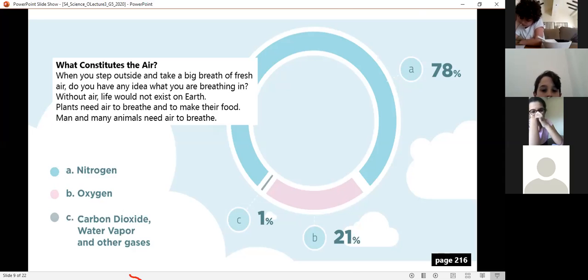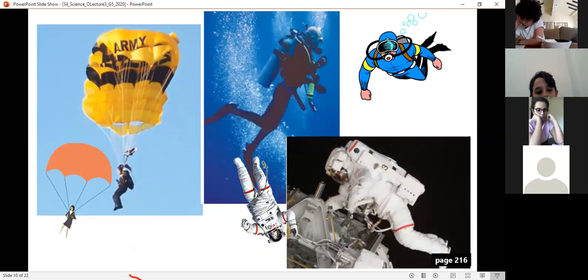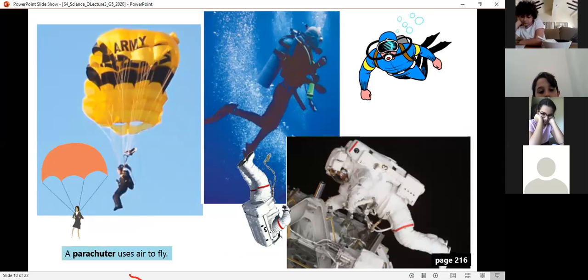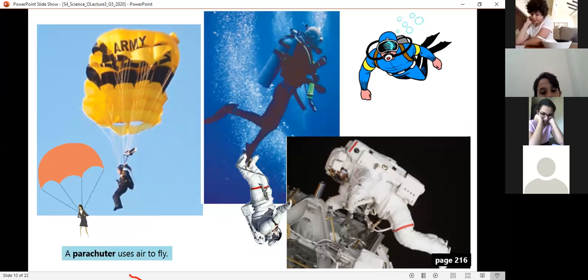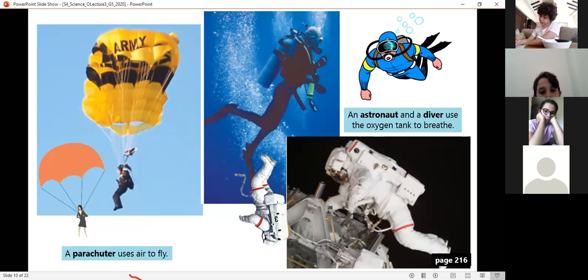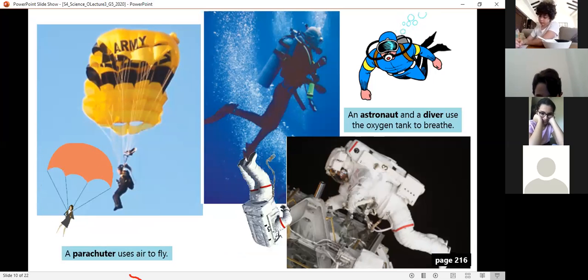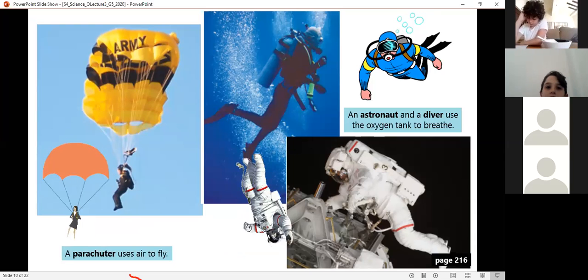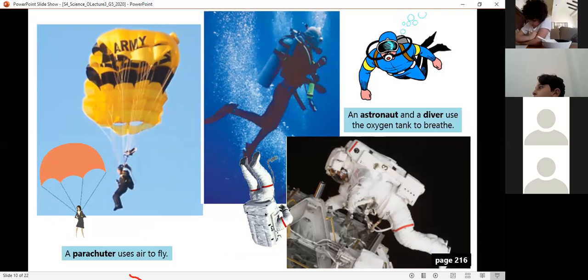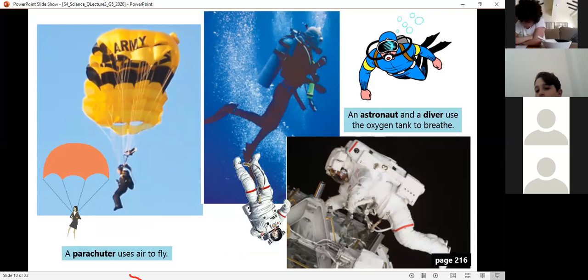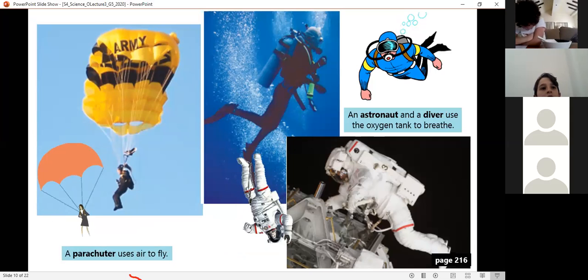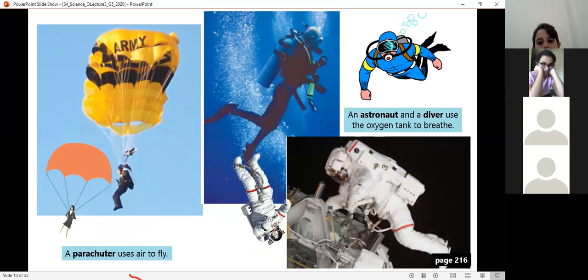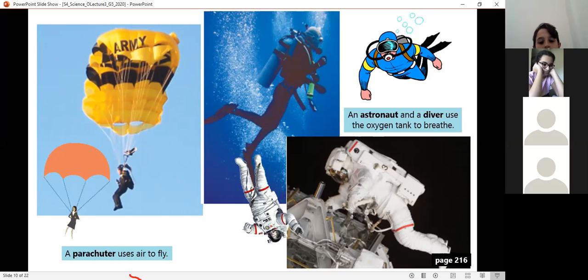Before we talk about composition, we need air to, so the parachute. Parachuters use air to fly, divers, astronauts. What else? What are things that cannot be done or don't work without air? They need air to be done. Like what? Like being stuck in a room that has no windows. Fire. Or plants. Okay, so plants, good job, Linda.